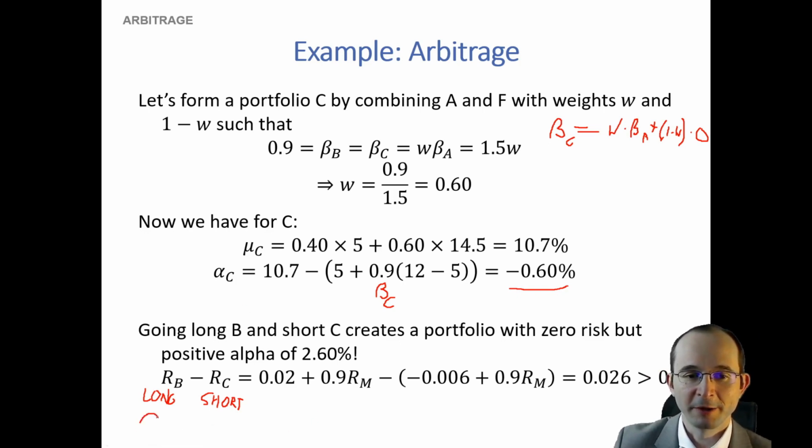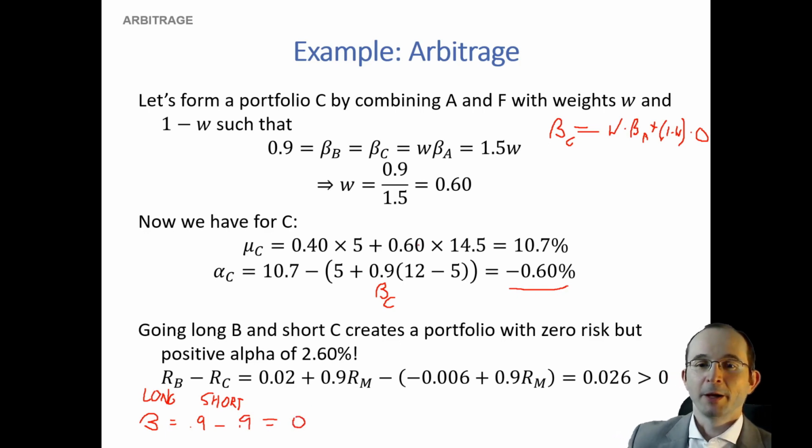And therefore, the beta of this long-short portfolio is going to be 0.9 from B minus 0.9 from C equals 0. And what is the expected return to this?